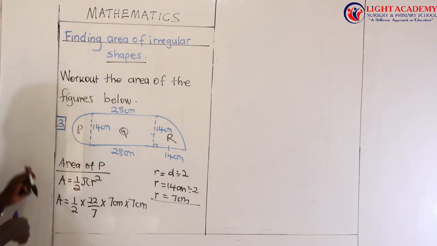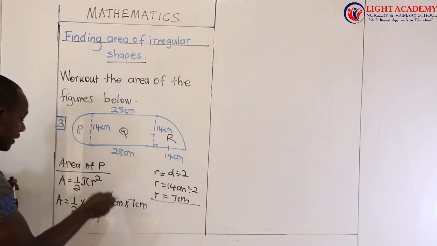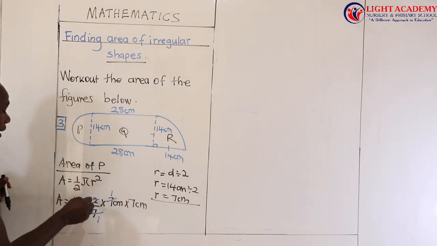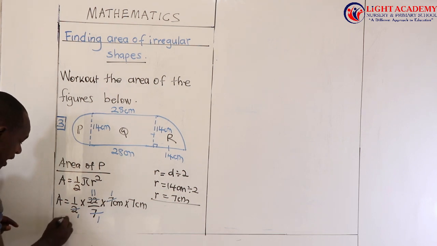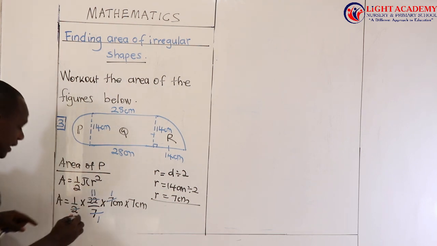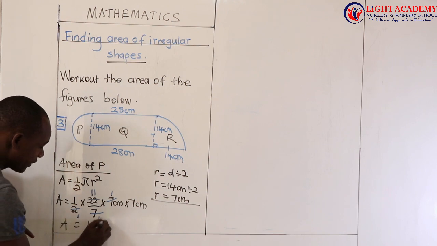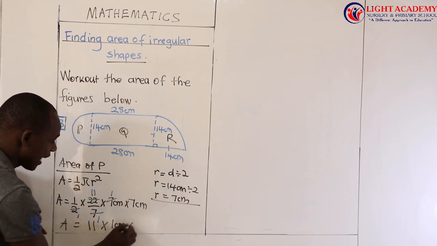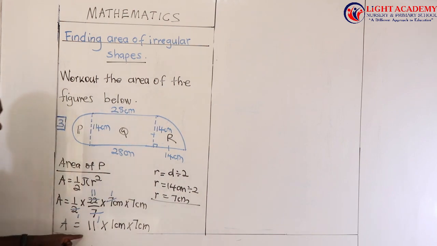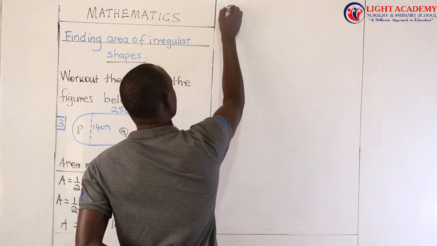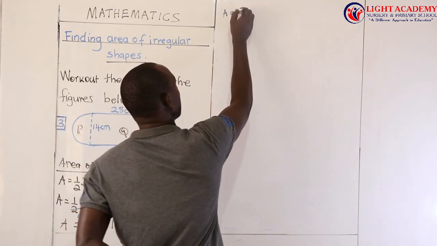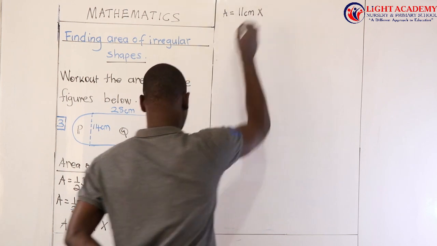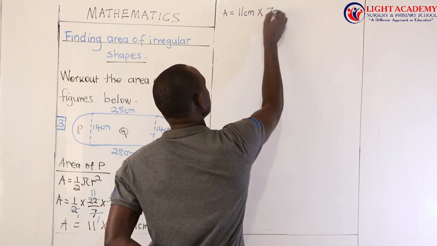Then you now reduce where you can reduce. By 7 is 1, by 7 is 1 centimeters. By 2 is 1, by 2 is 11. So your area now will be equal to 1 times 11 is 11, times 1 centimeters times 7 centimeters. So in this case now our area, we shall continue from up here. Our area now will be equal to 11 times 1 centimeters. You get 11 centimeters times 7 centimeters.